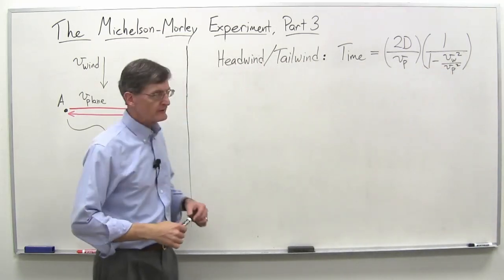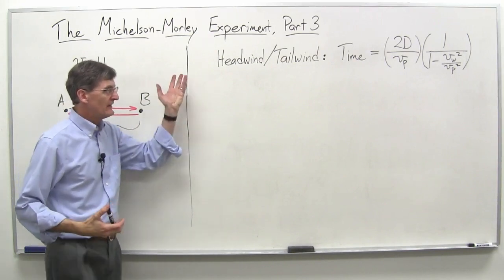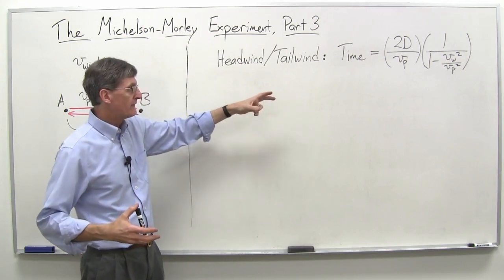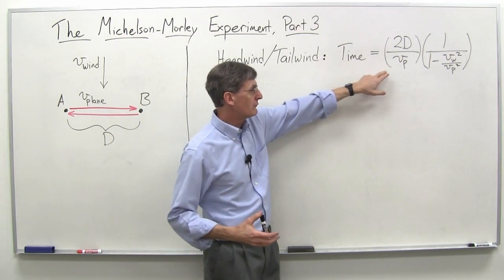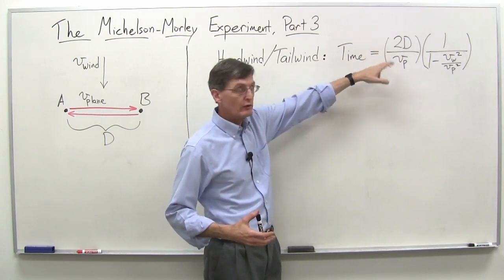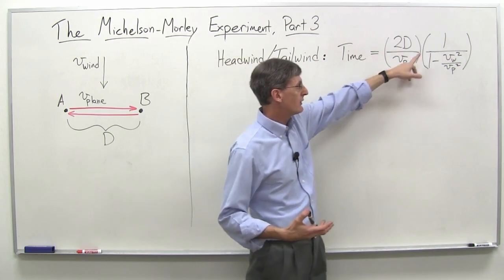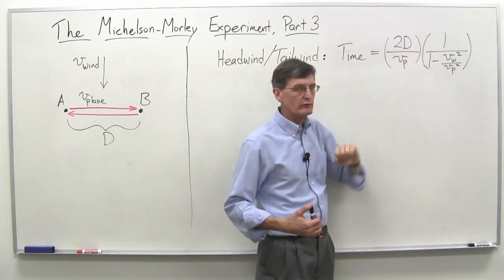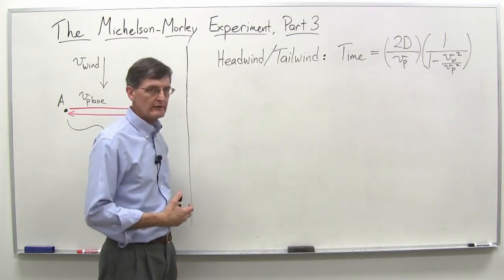On to part 3 of our analysis of the Michelson-Morley experiment. Remember, we did the headwind-tailwind case using the airplane example and found that the round-trip time was of this form: 2d over v sub p, where v sub p is the velocity of the plane, times a factor of 1 over 1 minus v_w squared over v_p squared, where v_w is the velocity of the wind.